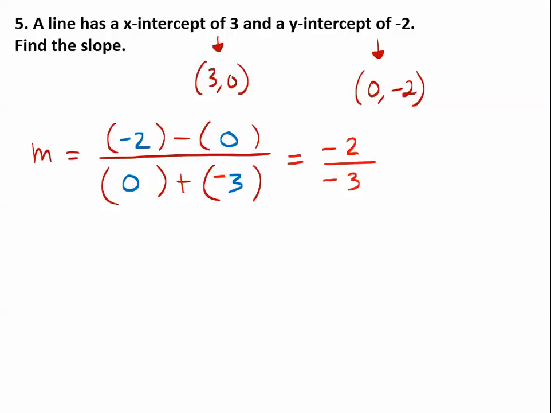So one of these is converting from x and y intercepts into coordinates. The other piece is the whole concept of if you have a negative on top, negative on the bottom, those will cancel each other out. So you should wind up with a positive 2/3 as your slope.